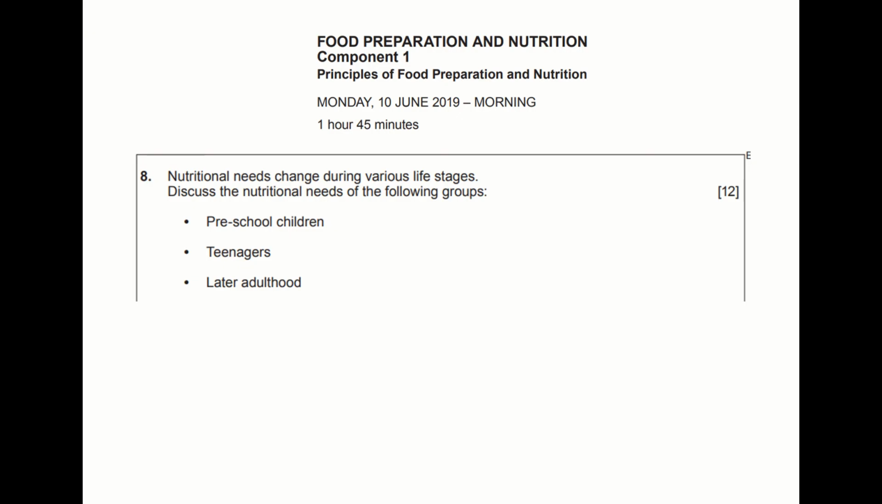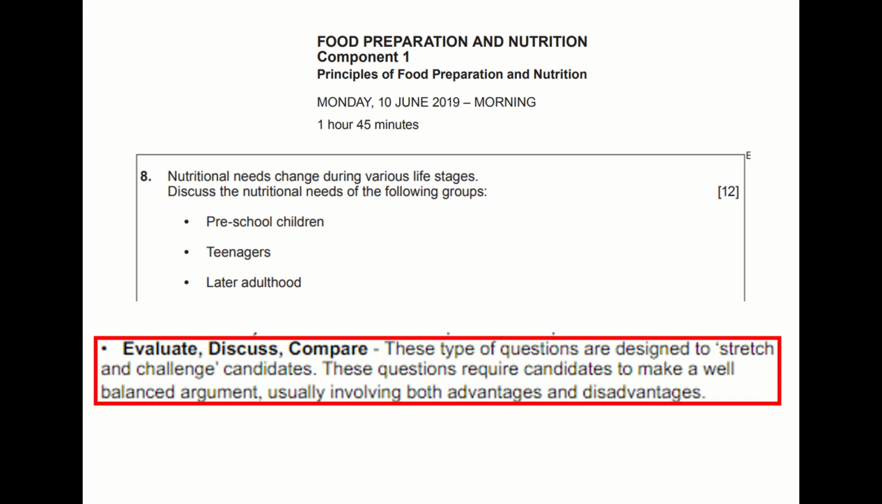This is the question. Nutritional needs change during various life stages. Discuss the nutritional needs of the following groups: preschool children, teenagers, and later adulthood. Now, you're not choosing just one of these groups, you need to write about all 3 of these groups. And as we said, we're looking at this last section here, so it is a discuss question.